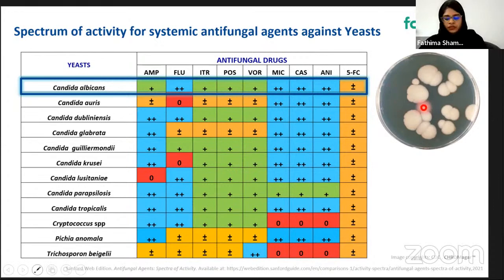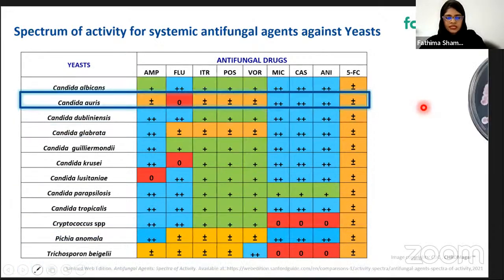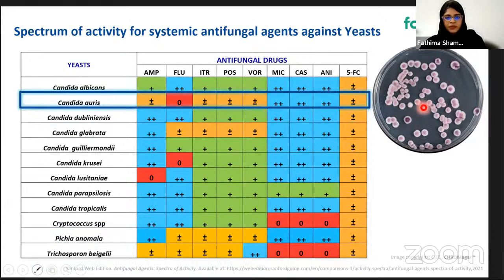Next, we are having Candida auris. This is an emerging pathogen. It is famous for its intrinsic resistance to fluconazole. As you can see, they have no activity towards fluconazole and variable activity towards triazoles. And they have pretty strong activity towards echinocandins. They are known to cause serious infections, including bloodstream infections, wound infections.